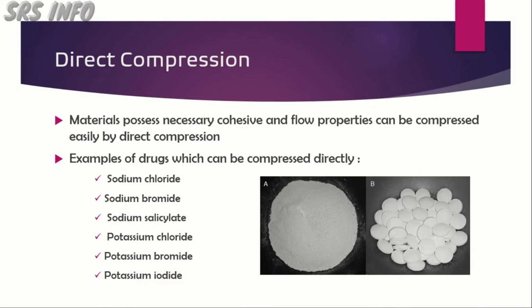We have already discussed binding and flowing properties, that is, the necessary cohesiveness and flow properties. Drugs which have these properties can be compressed directly for making compressed tablets. Some examples of drugs which can be compressed directly to form tablets are sodium chloride, sodium bromide, sodium salicylate, potassium chloride, potassium bromide, and potassium iodide.